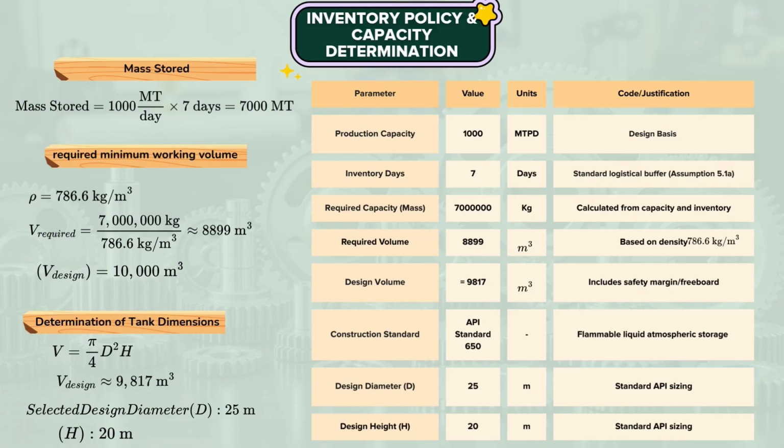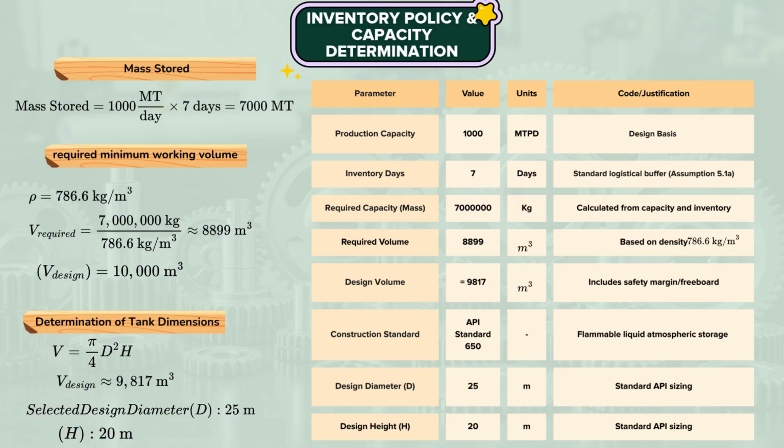This ratio results in a practical design that adheres to typical API 650 guidelines for large tank construction, which specifies minimum plate thickness based on diameter. The actual volume achieved with these dimensions is 9,870 meter cube, which satisfies the 8,899 meter cube required capacity plus sufficient freeboard. This table shows the methanol storage tank design summary.